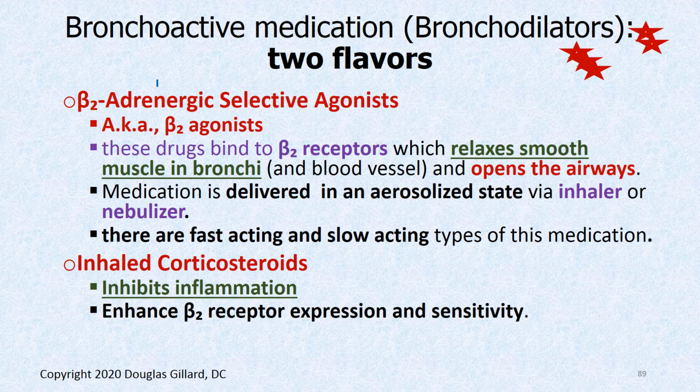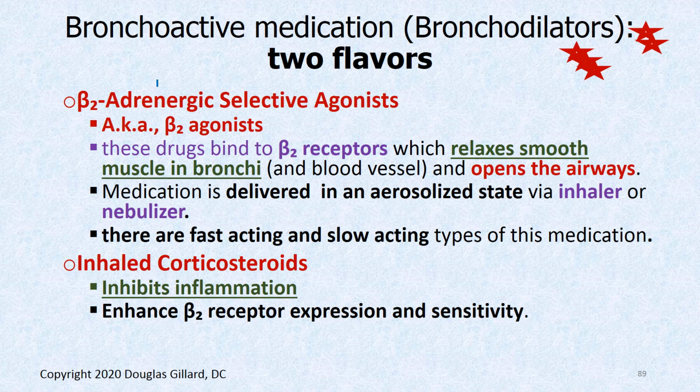There's a beta-2 adrenergic selective agonist. What's an agonist? Remember, that binds to a receptor and causes it to work. I always think agonist is agony because it makes the receptor and makes the thing connected to the receptor work. Antagonists block, and the receptor doesn't go through agony because it's got an easy job. So beta-2 adrenergic selective agonists, aka just beta-2 agonists.